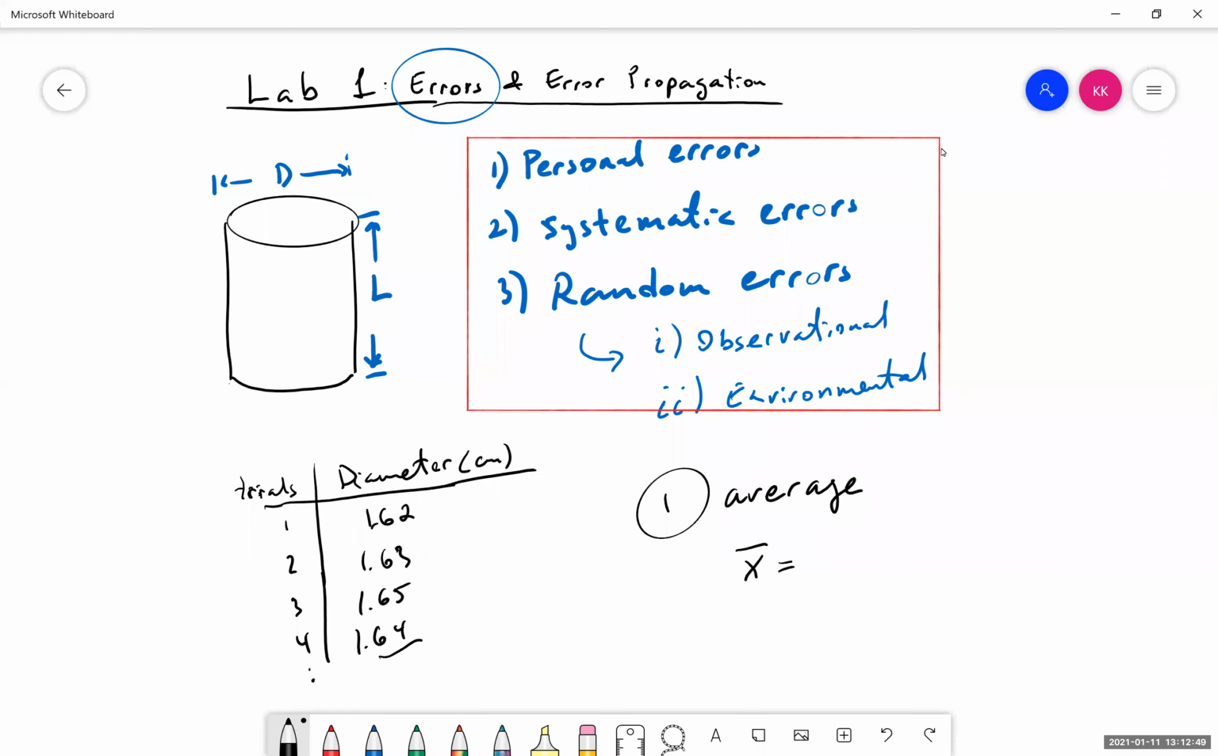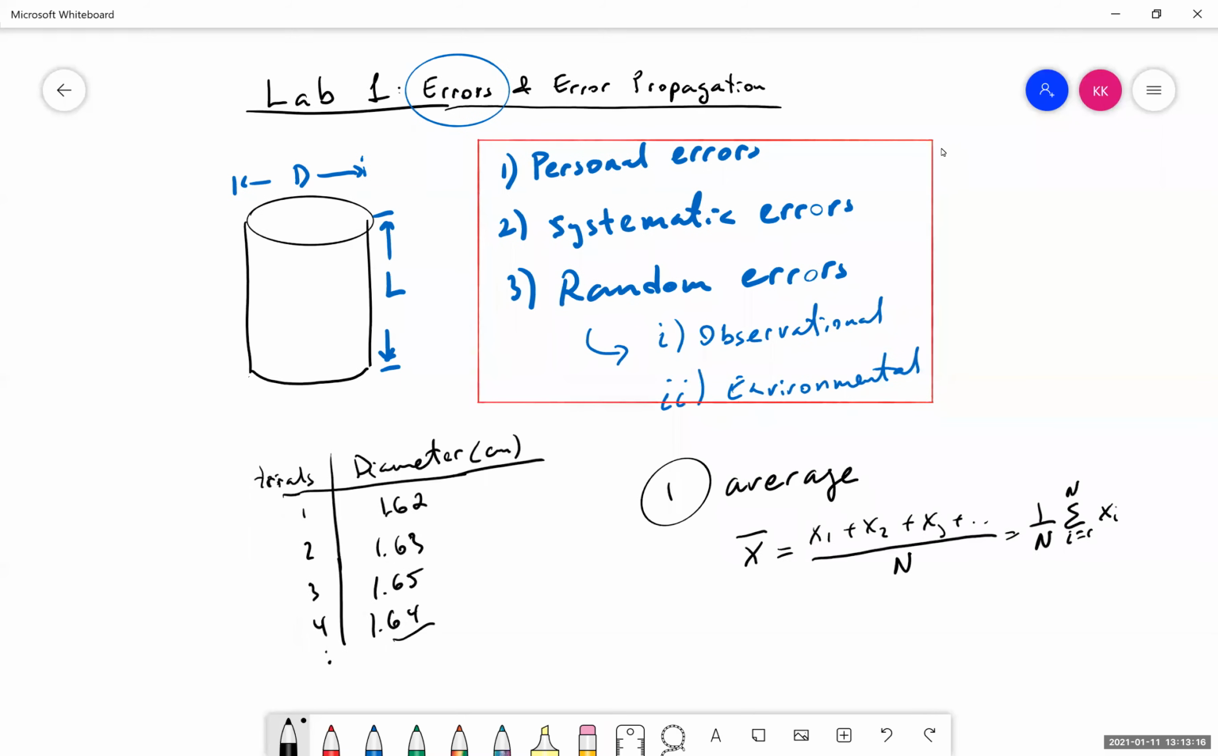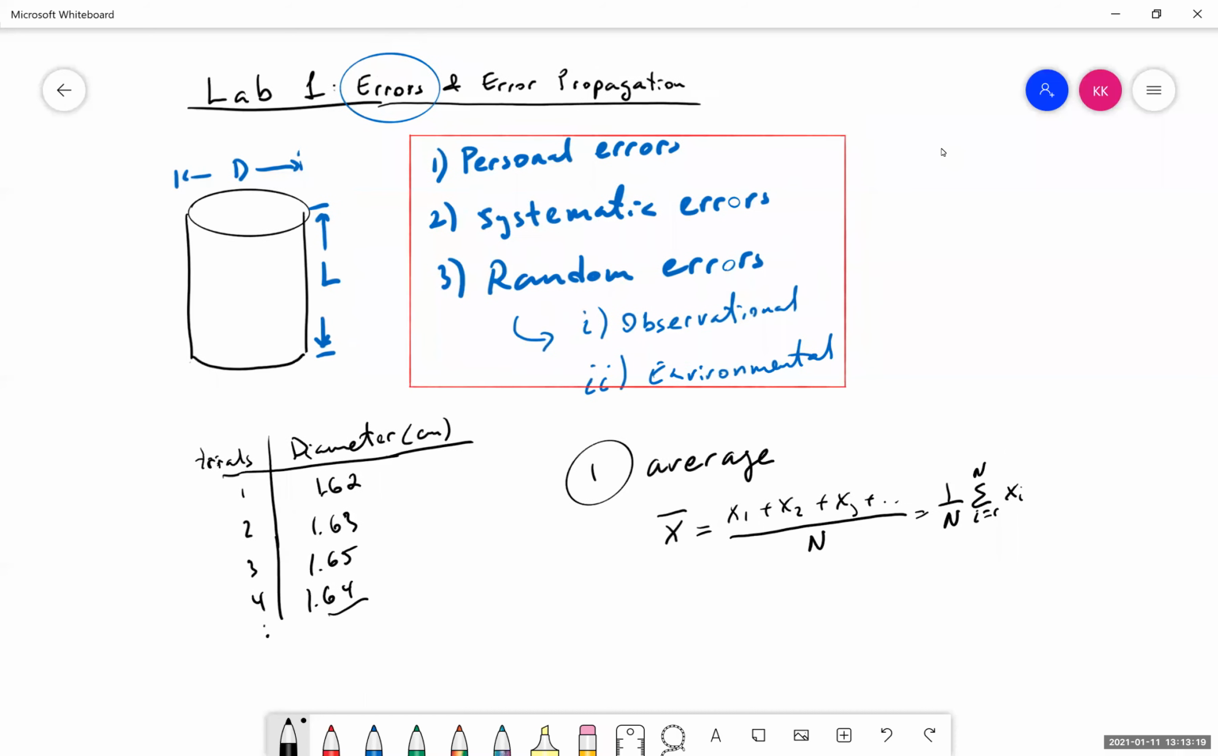And this will be the sum of all the measurements for this quantity: x1 plus x2 plus x3 and so on, divided by n, the number of measurements. N is the number of trials. That means you have 1 over n, times the sum from i equals 1 to n of x sub i. So basically, the sum of your measurements divided by the number of measurements. This is known as the average, and generally it is the best representation of your experimental data. You are calculating one value that you can present as your diameter.